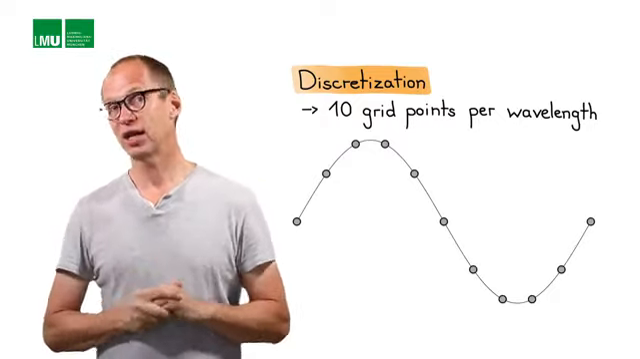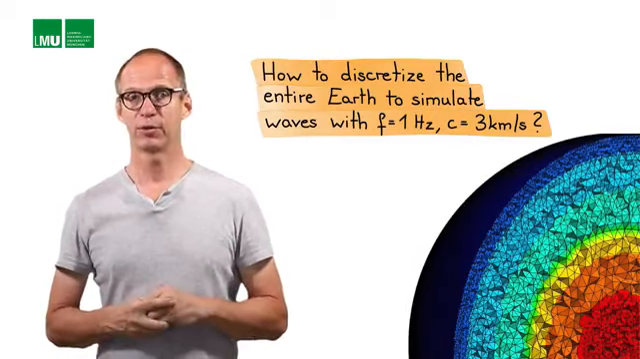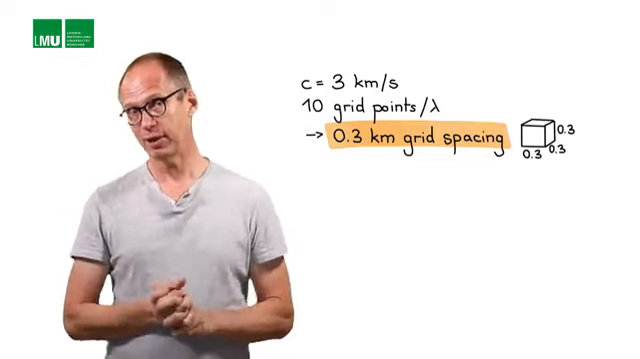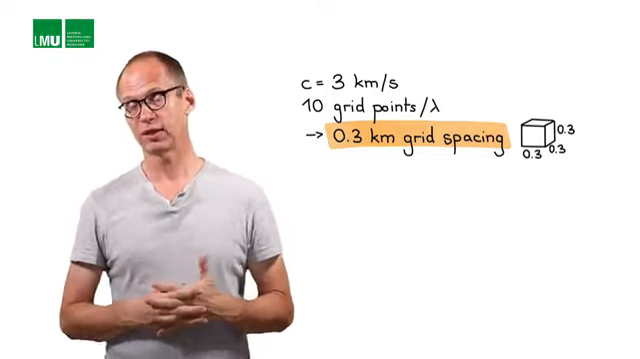And now we ask the question, well, how would we have to discretize the entire Earth if we would like to simulate waves at this frequency with this wave speed propagating through the Earth? Let's do that. So we said a propagation speed of 3 kilometers per second, 10 grid points per wavelength. That means 0.3 kilometer grid spacing or grid distance, or actually the side of a cube cell, a cubic element that we need to discretize our phenomenon.